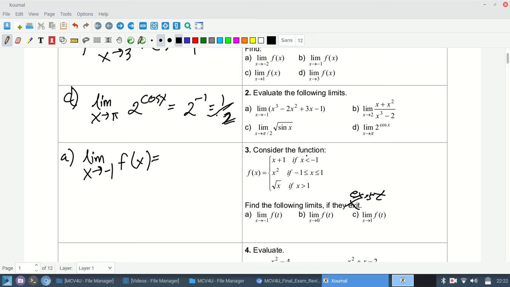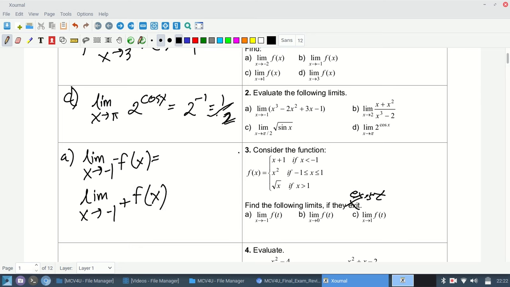Okay, let's see. So this deals with f of x to the left of -1. That's the function. That's why we have x less than -1. This deals with function f of x to the right of -1. So what we have to do is evaluate both the limit from the left, right? That's what this extra minus means, and the limit from the right, f of x.